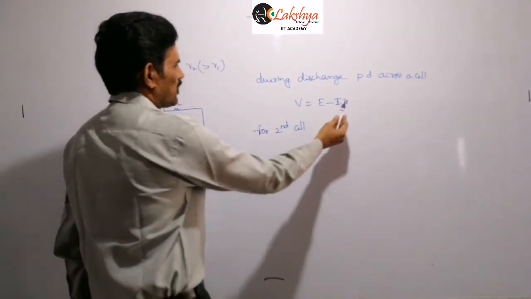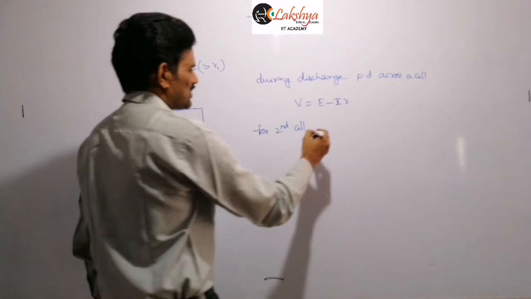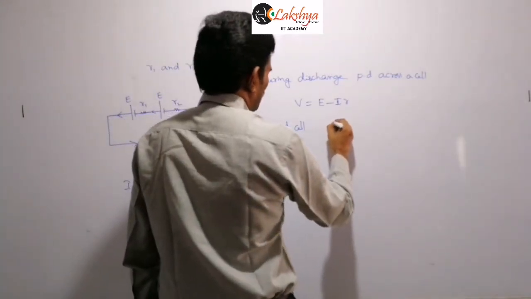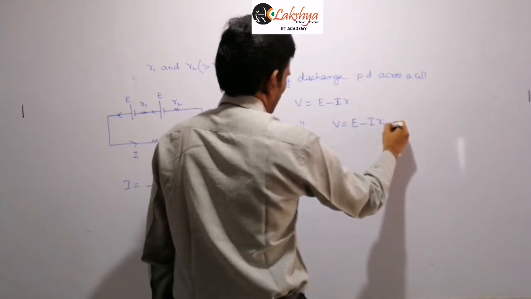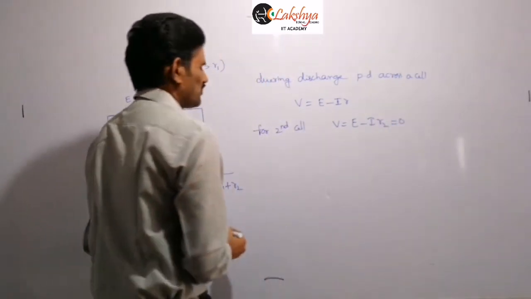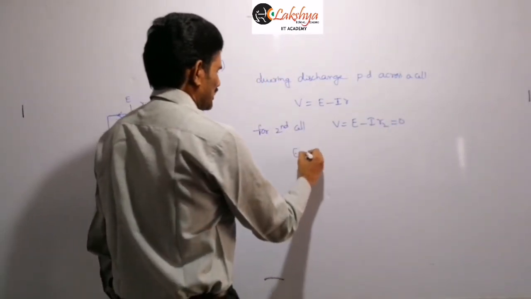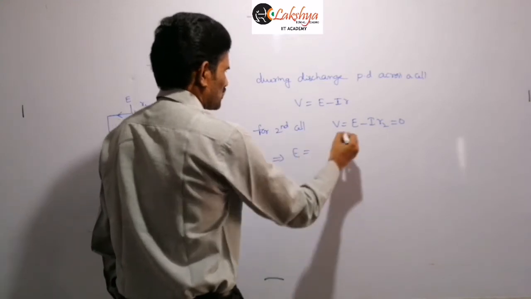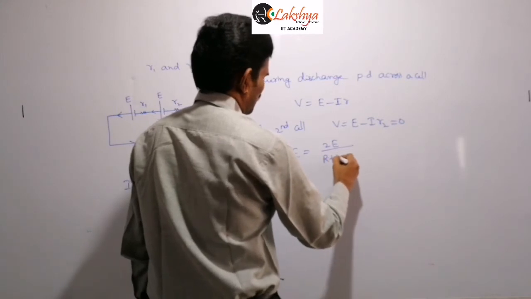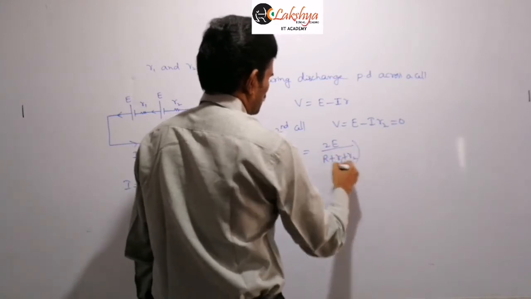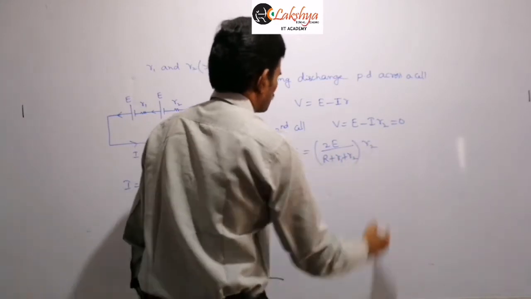And so that means that possibility will be there for this larger cell here. And so we can write this as E minus I R2, this value, is equal to 0. So I can write this as E is equal to, with further simplification, the I value is nothing but 2E by R plus R1 plus R2, you can write into R2.